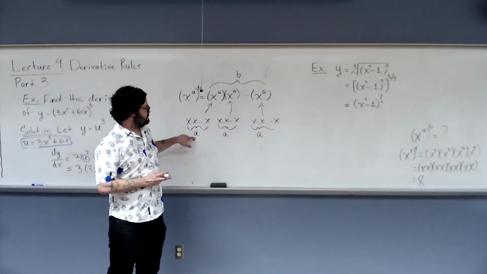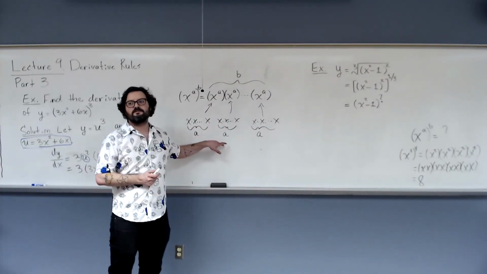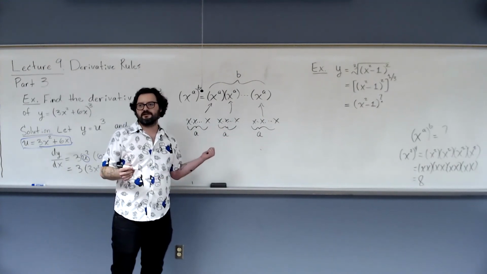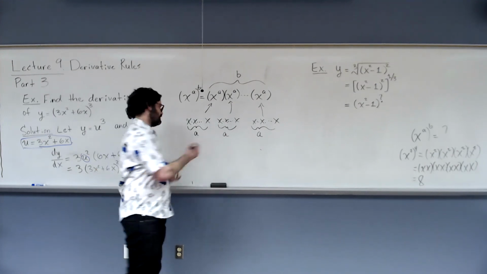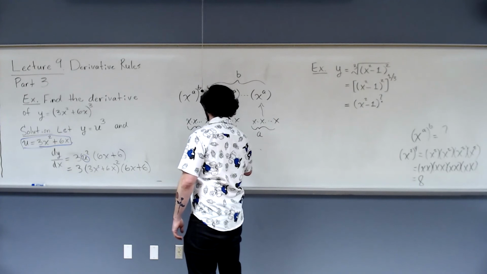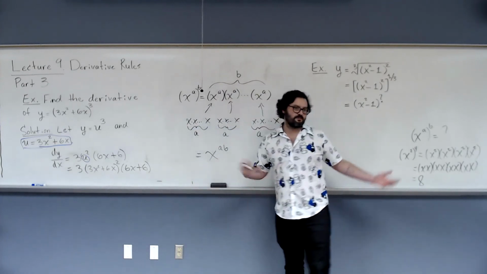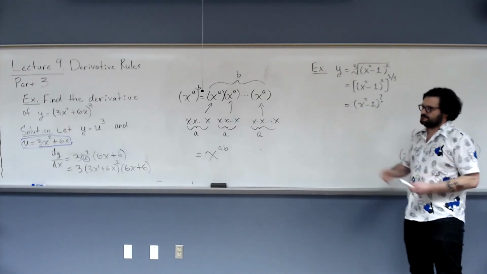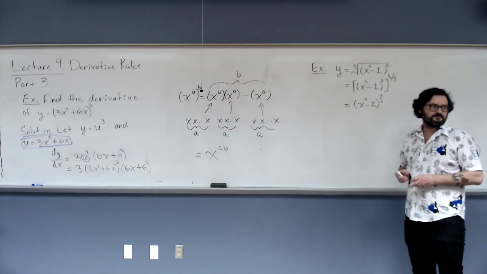There's a plus a plus a dot dot dot. How many times are we adding a together? b times. So that means that this will be equal to x to the power a times b. That's how many that we have. If you forgot that rule, that's the power rule for exponents.